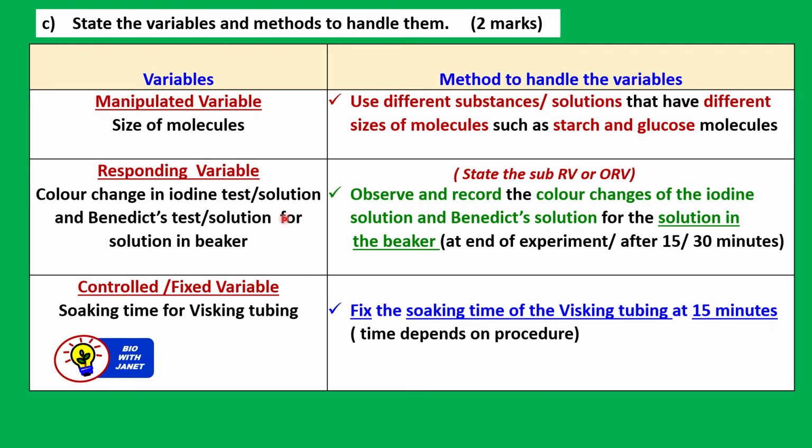Okay, for example, that the solution in the beaker form a brick red precipitate with Benedict's test. That is the color change, right? So observe and record the color changes of the iodine solution and Benedict's solution for the solution in the beaker. If for the Visking tubing, it's not that important, because we want to see what are the molecules that have diffused out into the distilled water in the beaker. Okay, right. So I feel that this is the best answer, all right, and based on experience, because I've carried out a lot and gone through a lot of practicals for many years, okay, done a lot of paper 3 questions too.